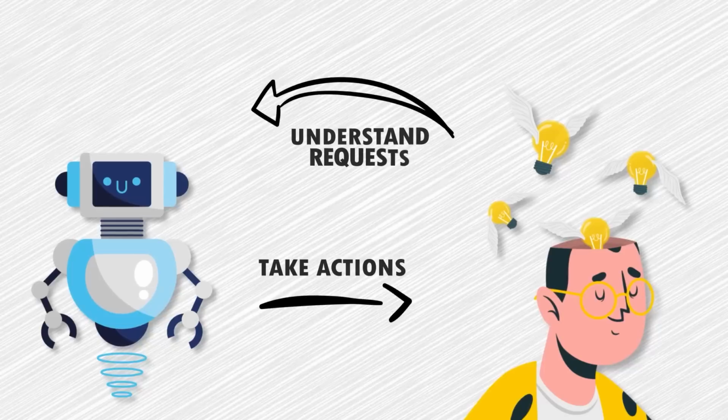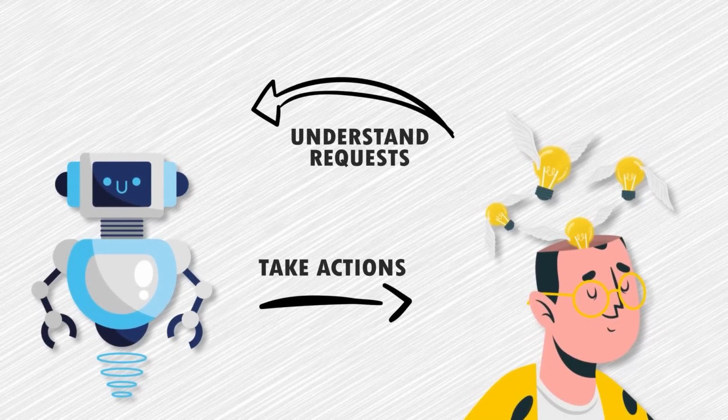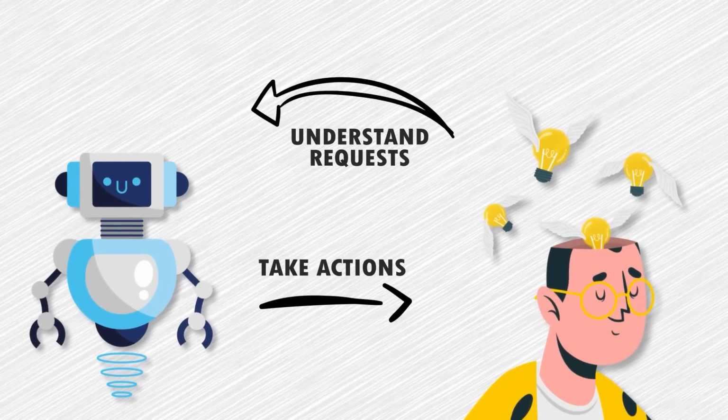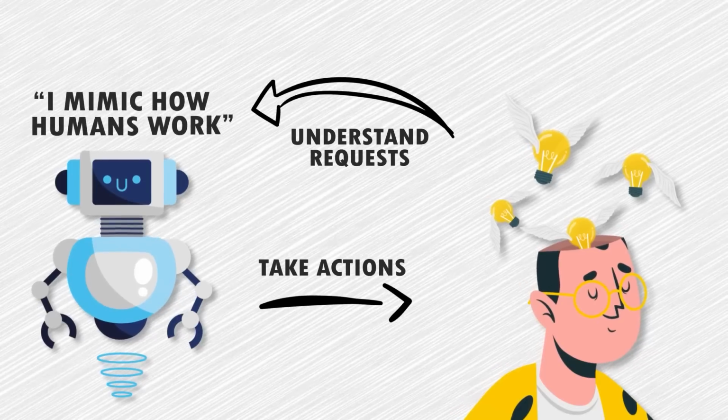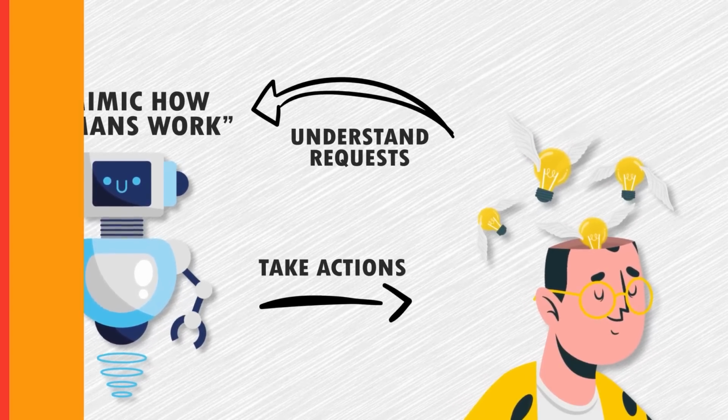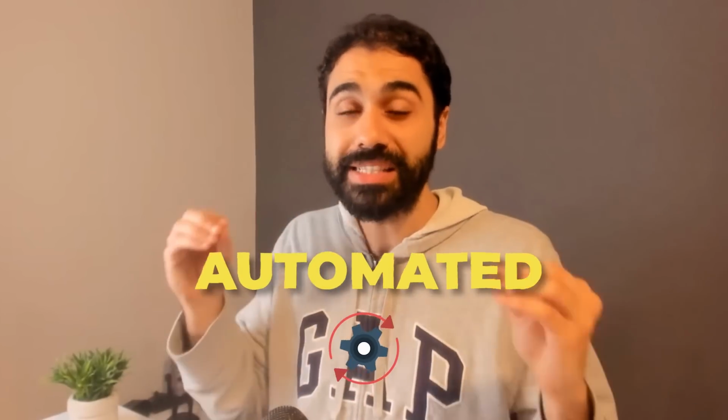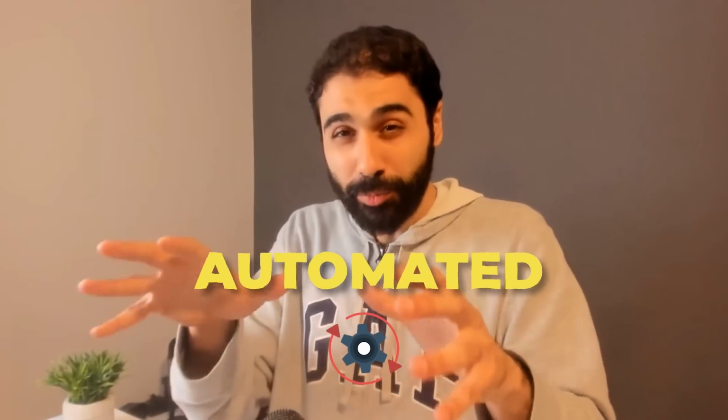So it will understand your request. It will take action based on that. So it mimics how humans work. So that's an AI agent in short. It can think, take action, and use external functionalities and access real-time data. And all this, very important, all this will be automated. It's an autonomous AI agent. I hope you got the idea.